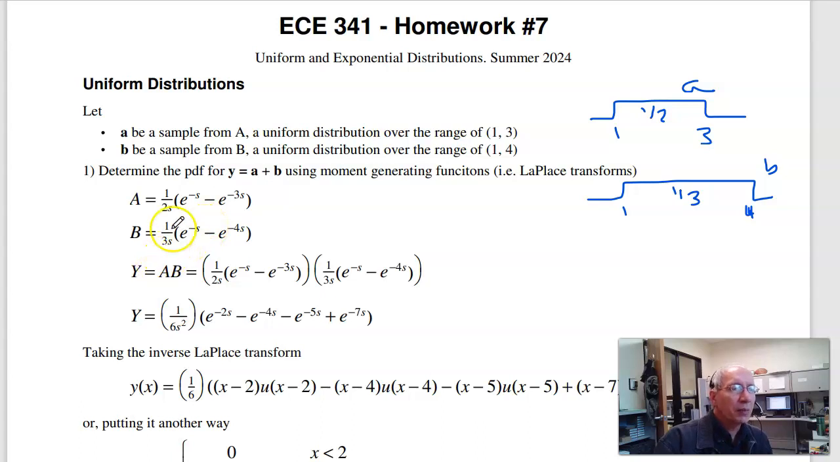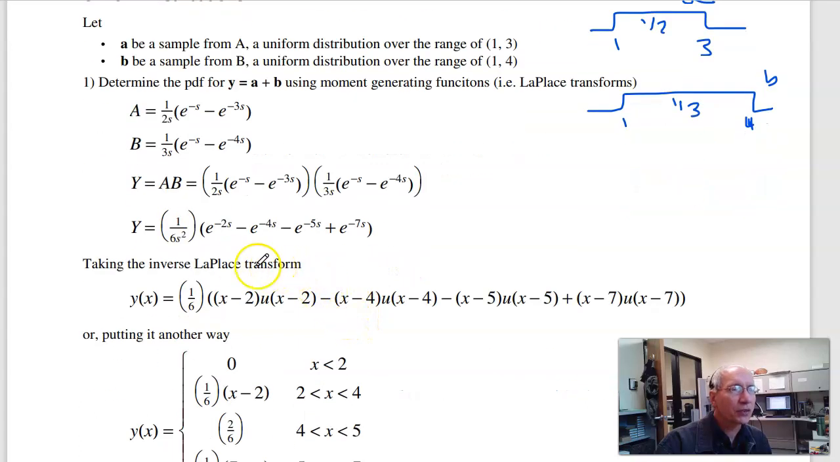In Laplace, I multiply the two moment-generating functions, the Laplace transforms. So there's A times B. Multiplying it all out, I get 1/6 s squared, e to the minus 2s, e to the minus 5s, e to the minus 3s, e to the minus 7s. Take the inverse Laplace transform. So this is pulling out the 1/6. This is a step, delayed by 2 seconds, a negative step, delayed by 4 seconds, a negative step, delayed by 5 seconds, a plus step, delayed by 7 seconds.